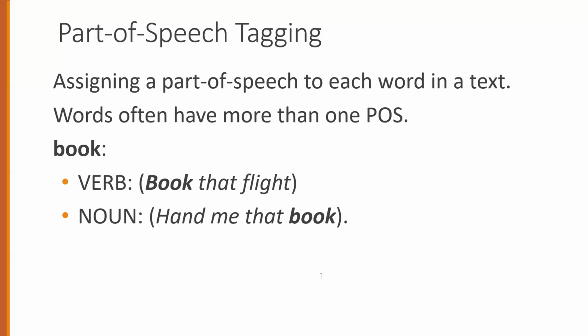Part of speech tagging is the process of assigning a part of speech to each word in a text. Tagging is an ambiguous task because words are ambiguous. They have more than one possible part of speech, and the goal is to find the correct tag for the situation. For example, book can be a verb, book that flight, or a noun, hand me that book.